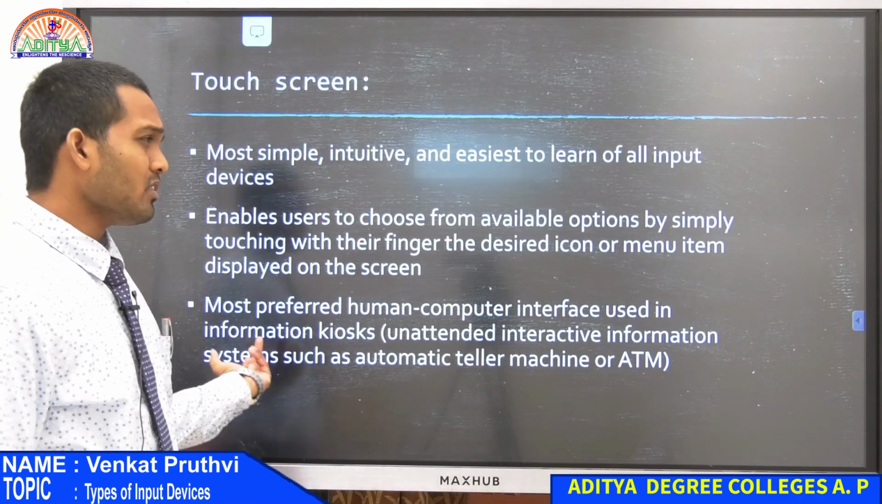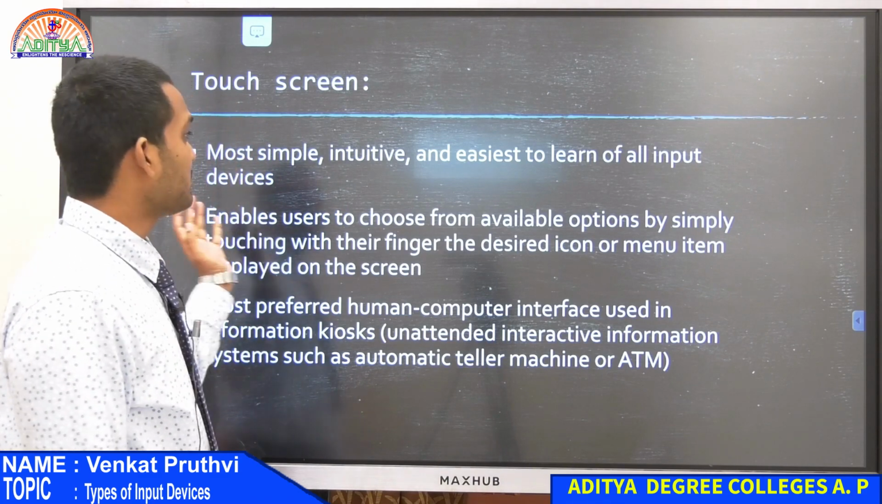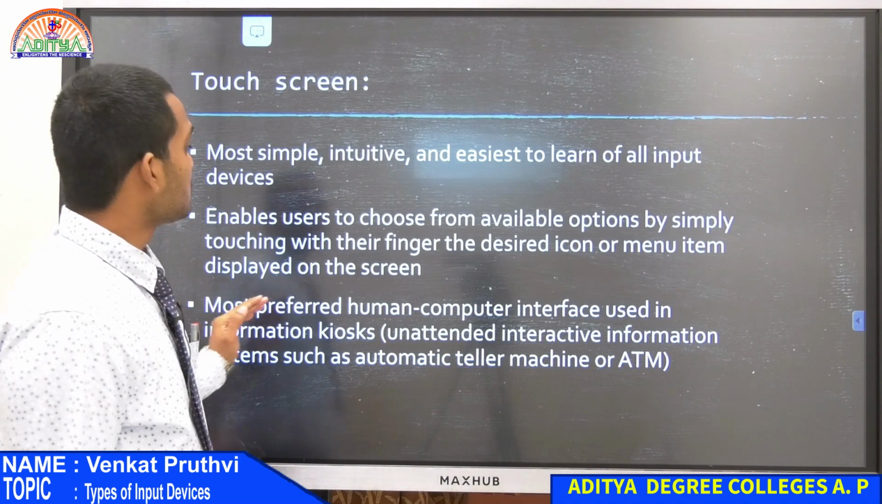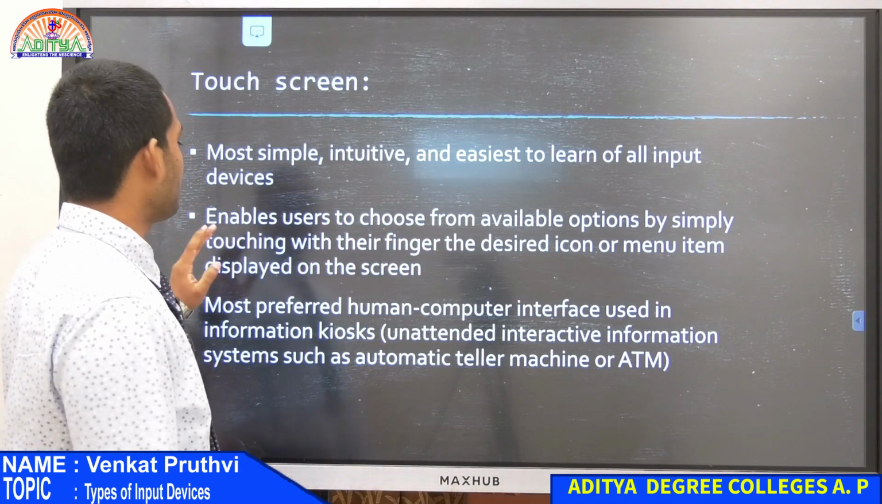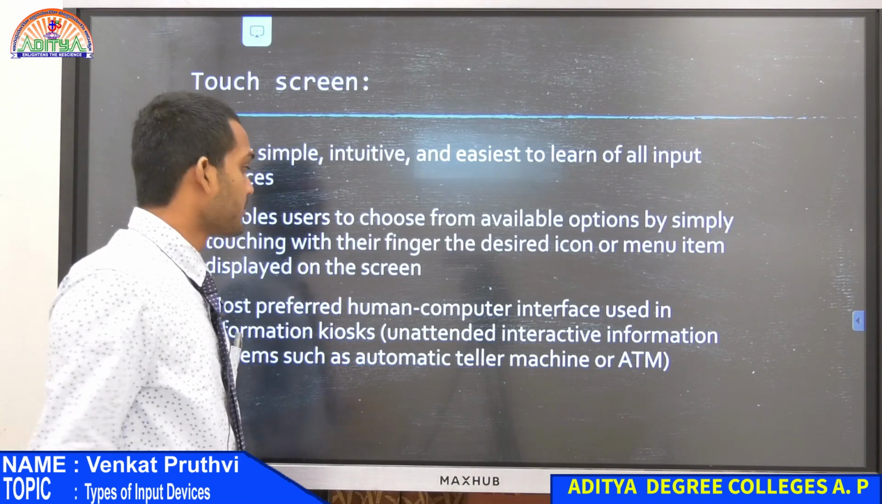Next, we have touch screens. Touch screens, we all know about it, it's very common these days. Most simple, intuitive and easiest to learn of all the input devices, we all know that. Enables users to choose from available options by simply touching with their fingers the desired icon or menu item displayed on the touch screen.